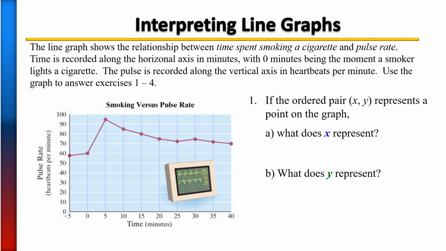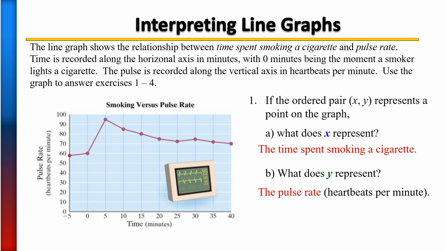Question number 1. If the ordered pair (x, y) represents a point on the graph, what does x represent? Well, notice on the x-axis you have your time. So the x value represents the time in minutes. What does y represent? Your y value. Notice here the y-axis is the pulse rate in heartbeats per minute, and that is what your y value represents.